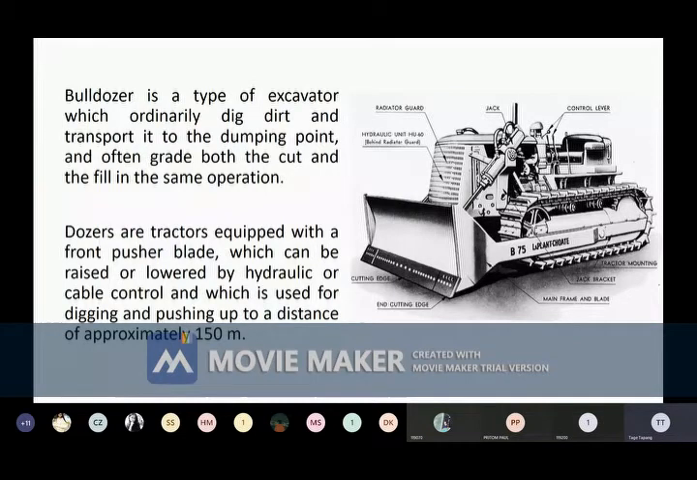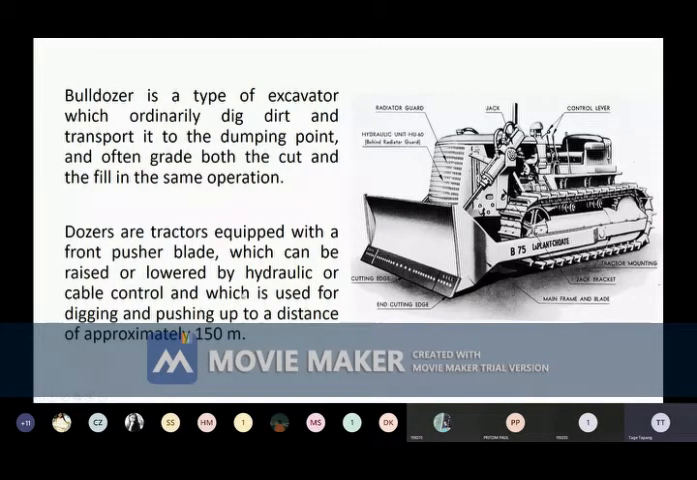So you can see here, dozers are tractors equipped with a front pusher blade. This is your front pusher blade, which can be raised or lowered hydraulically or using some cable control. This is old technology, cable control. Nowadays, all the machines which are available in present day are hydraulically operated. And you can see here your cylinder and piston. So by operating the cylinder and piston, we can manipulate the blade.